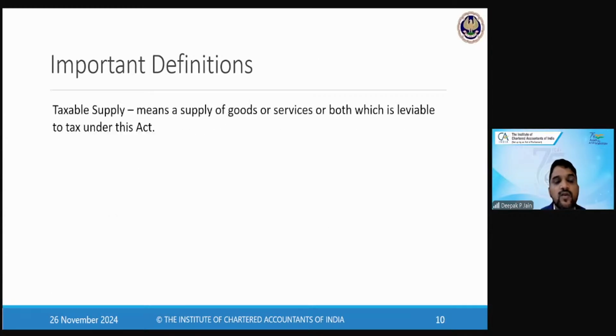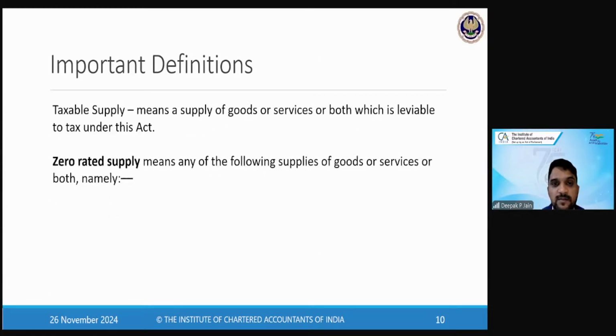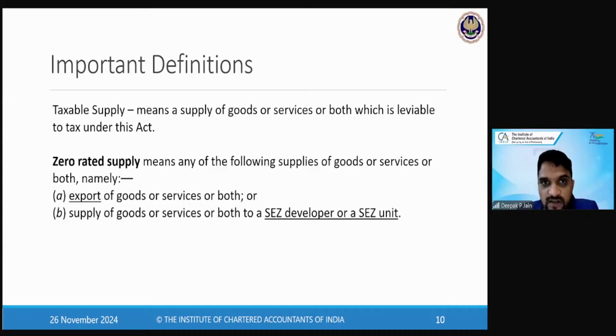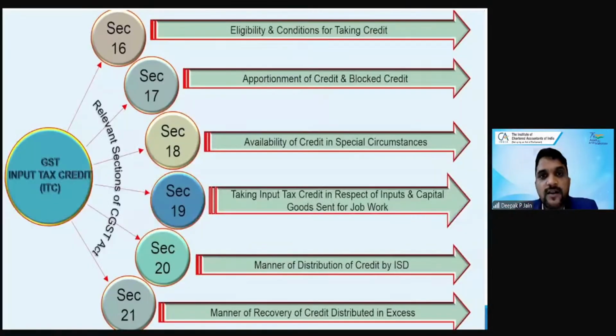Okay. Then what is a taxable supply? Taxable supply means a supply of goods or services which is leviable to tax under this Act. That is the normal definition of taxable supply. And what is zero rated supply? Zero rated supply means any of the following supplies of goods or services, namely export of goods or services and supply of goods or services to a SEZ developer or a SEZ unit. So this is the basic definition.